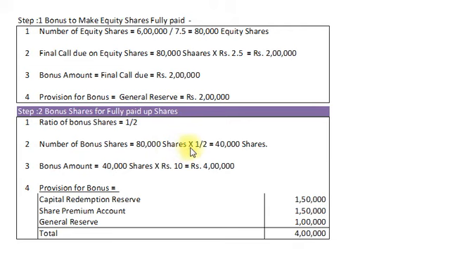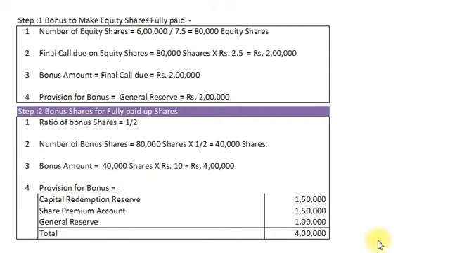80,000 equity shares issued by the company, multiplied by 1 by 2, that is 40,000 equity shares will be given by the company as bonus shares. Now the bonus shares amount would be 40,000 shares multiplied by face value rupees 10. So the total bonus shares amount is rupees 4 lakh. And now the provision for fully paid up bonus shares: capital redemption reserve 1,50,000, securities premium account 1,50,000, and the balance from free reserve, that is general reserve, rupees 1 lakh. And like this, the provision for fully paid up bonus shares of rupees 4 lakh is done.